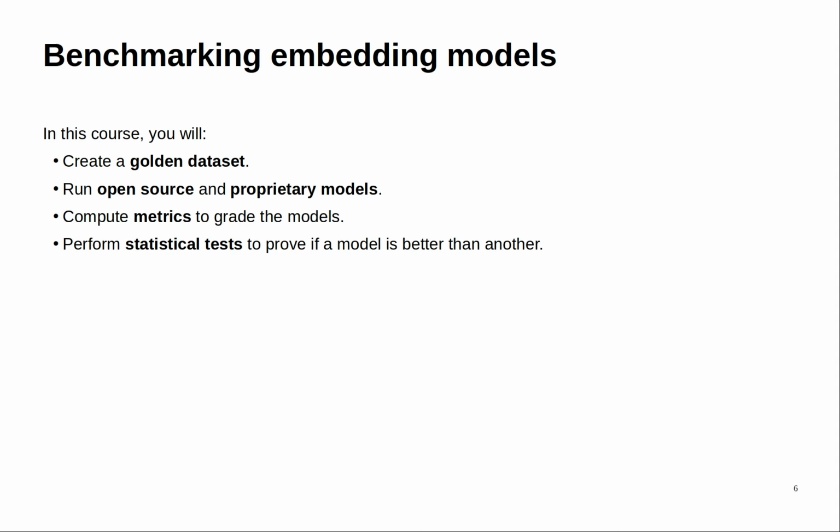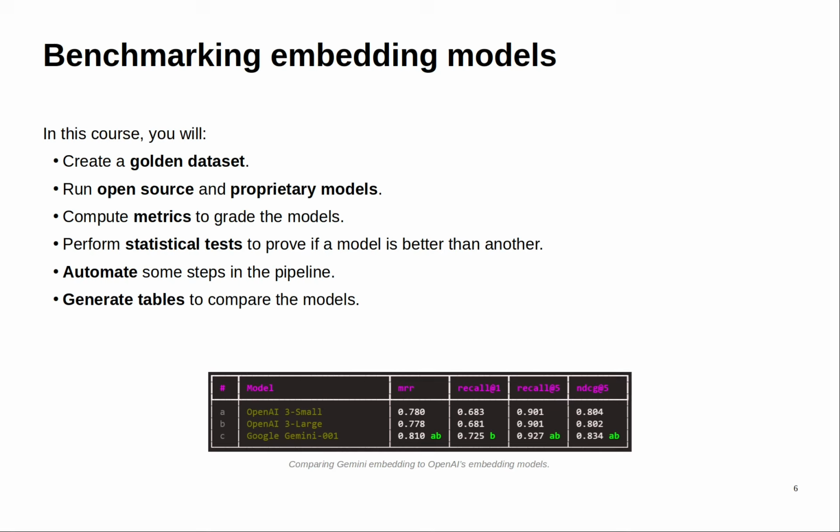There is a library that we are going to use and that performs statistical tests, which is a really awesome feature. Statistical tests are going to be used to prove if a model is better than another. I'm going to explain this later. After that, we are going to automate some steps in the pipeline. I am not going to automate the whole pipeline because there are some steps where we need to ensure that the quality of the data is very high. And finally, I am going to show you how to generate the tables to compare the models.